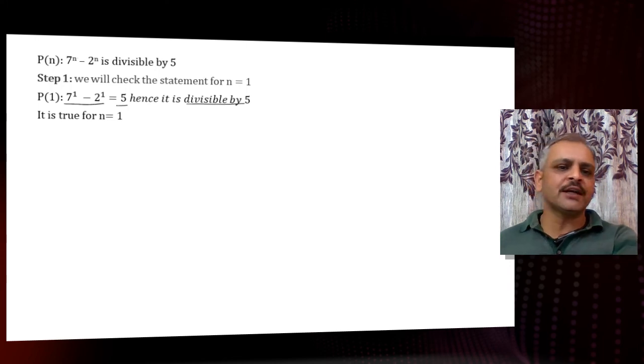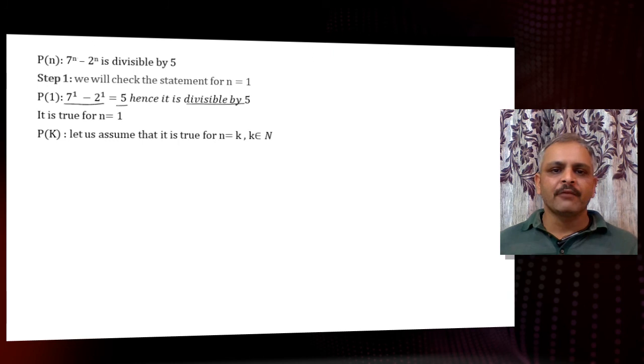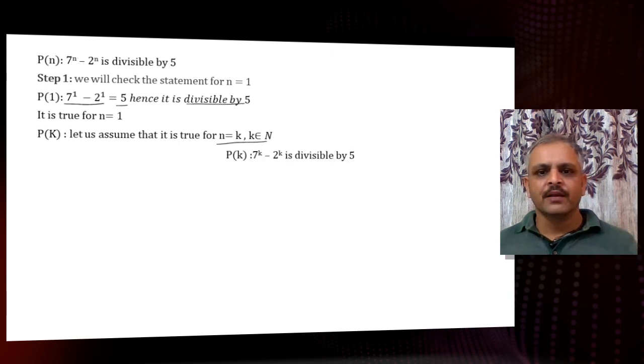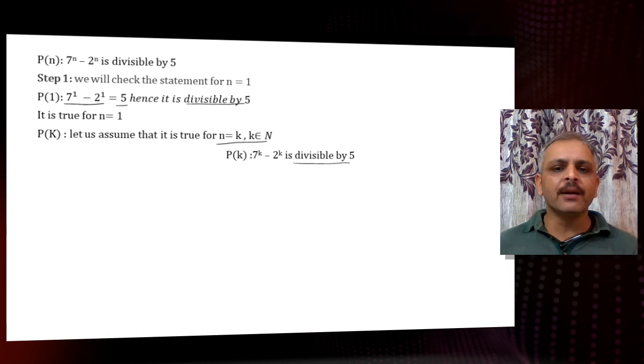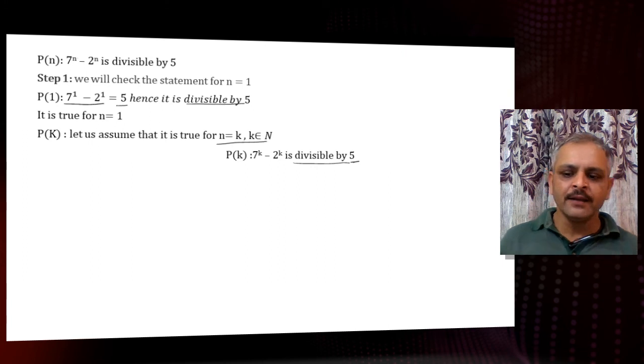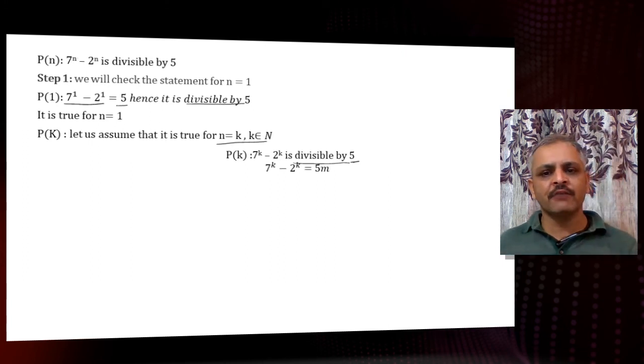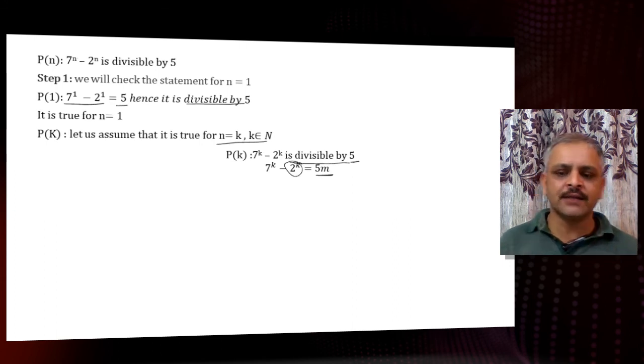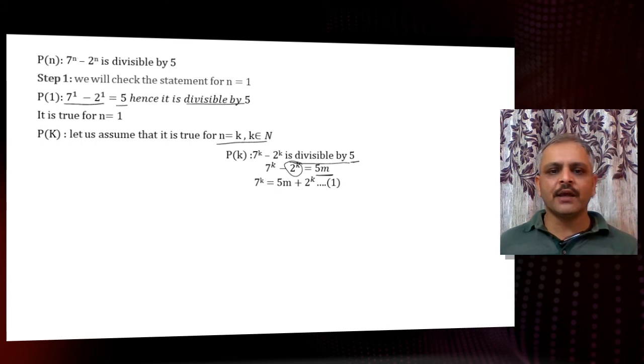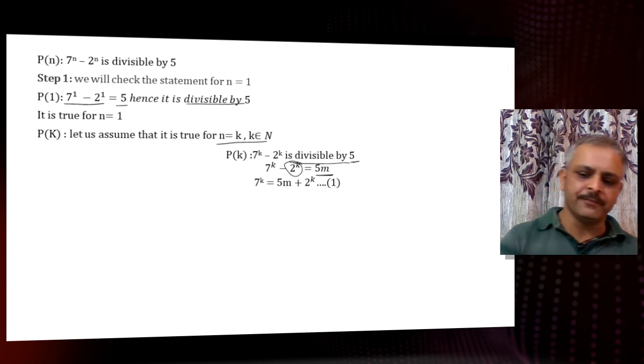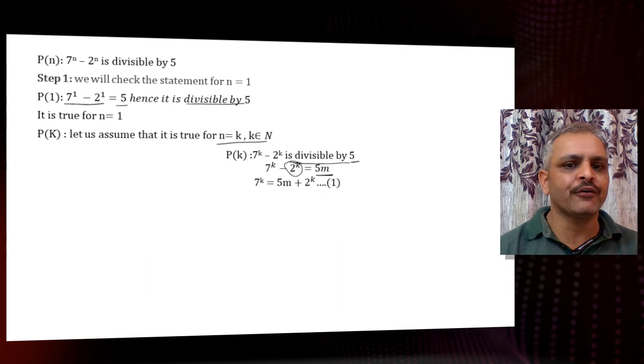Our second step will be, we will check it for n is equal to k, where k belongs to natural number. So replace the n with k, it will become 7 raised to power k minus 2 raised to power k is divisible by 5. And if a number is divisible by 5, I can say that it is a multiple of 5. That's why 7 raised to power k minus 2 raised to power k will be a multiple of 5, 5m. And take this minus 2 raised to power k to the right hand side, it will become 7 raised to power k is equal to 5m plus 2 raised to power k, and mark it as statement 1. Now we will check it for k plus 1.